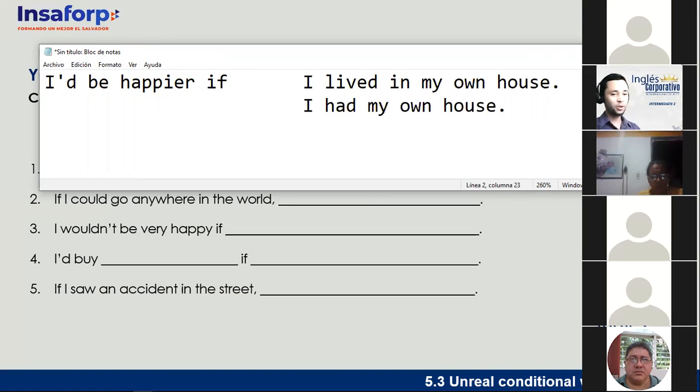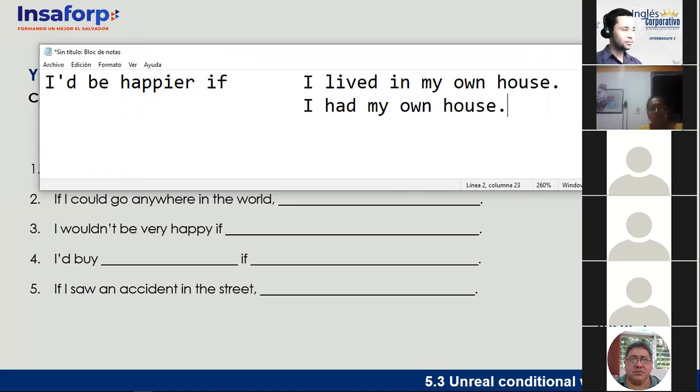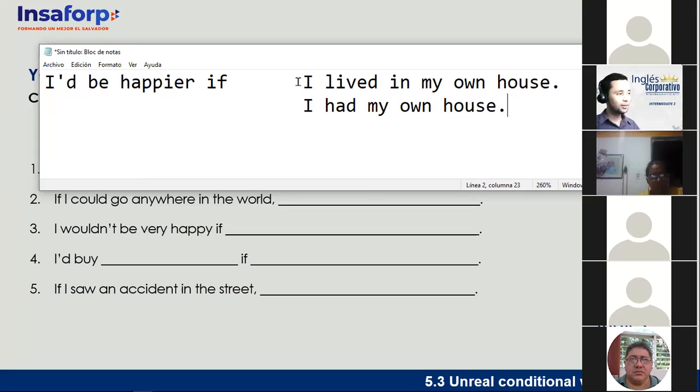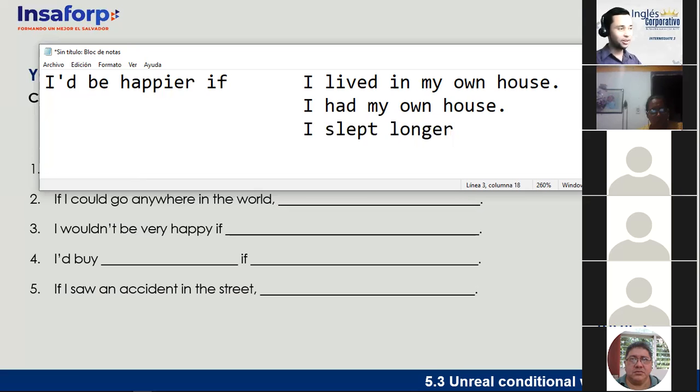Okay, very good. A different answer. Who wants to try number one? Siempre la número uno. ¿Qué más podríamos contestar ahí, o de qué otra forma podríamos completarlo? What else can you say? Vamos, quiero escuchar lo que hablaron en los grupos. Veamos. Sandra. I slept more times tonight. Okay, all right. I'd be happier if I slept longer. Longer means más tiempo. Si durmiera más tiempo, ¿verdad? Yo también sería muy feliz.